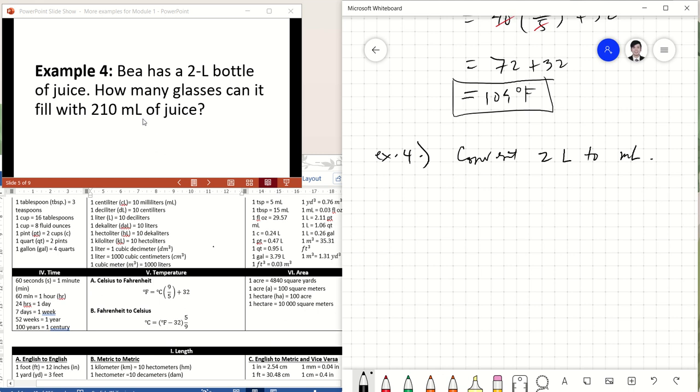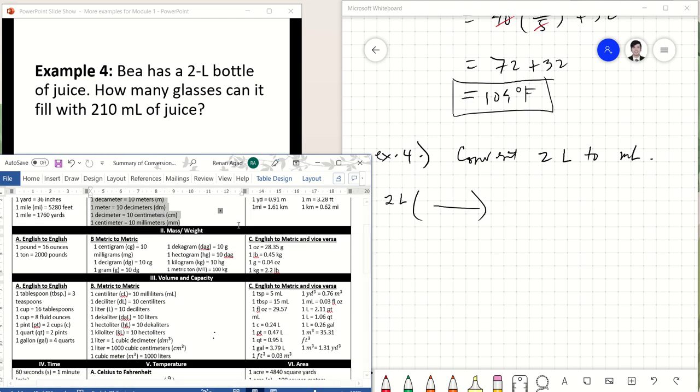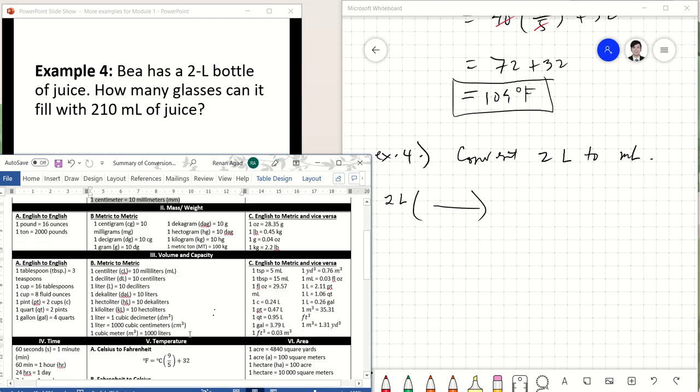So 2 liters. Liters is all about volume, so you go to volume. Liters and ml are both metric, so your focus would be here. You're just converting a metric to a metric. So liters is here, ml is here. So liters will be converted into deciliters, then deciliters to centiliters, and finally centiliters to milliliters.